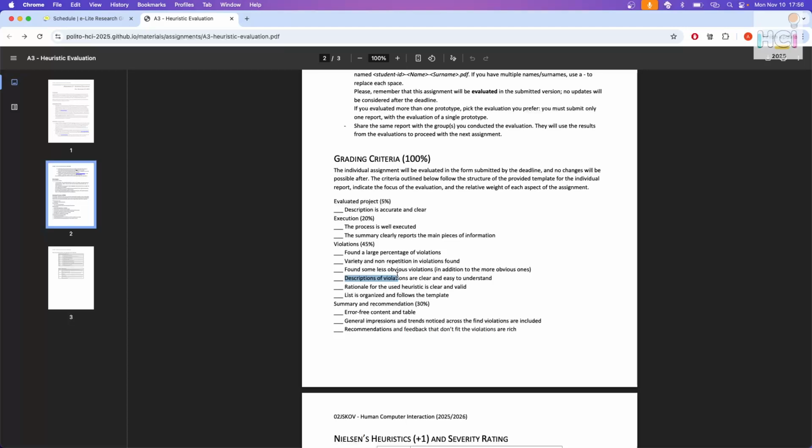Yes? You don't look at the prototypes. Yes, we evaluate. Maybe if this group is excellent, it never happens, you can find at least 10 violations. It's the minimum number. And do we have to find one violation for each category? No, no, not one for each.